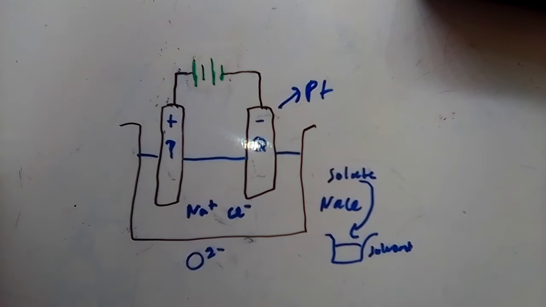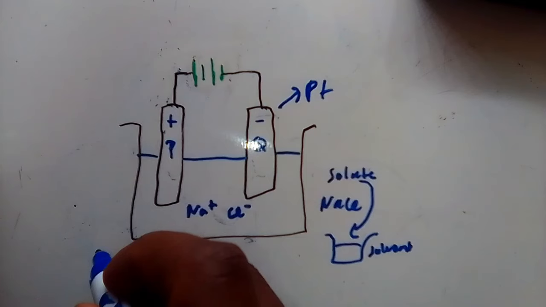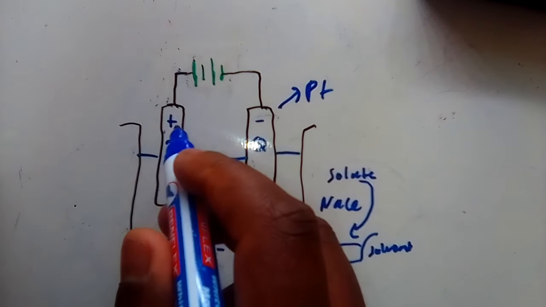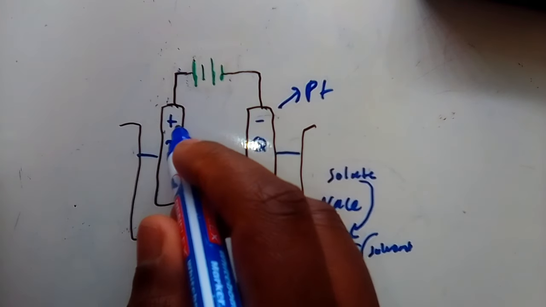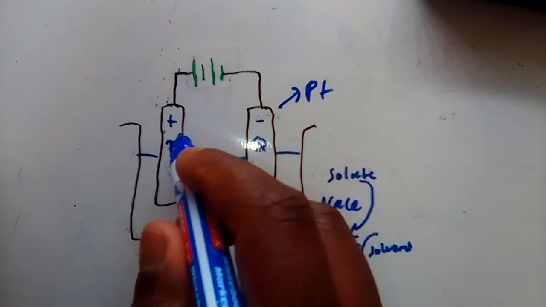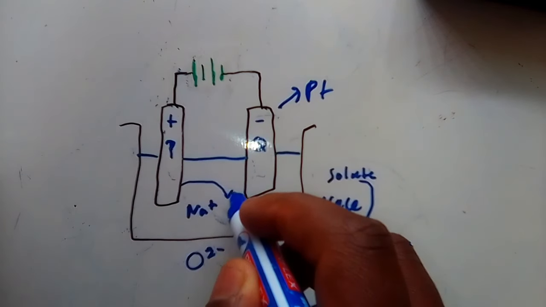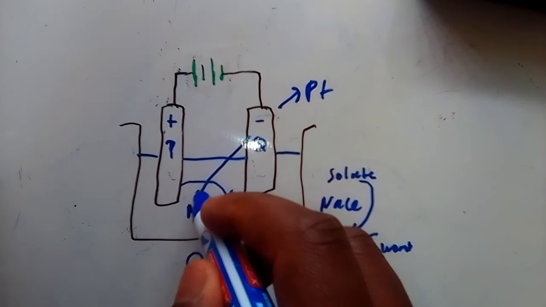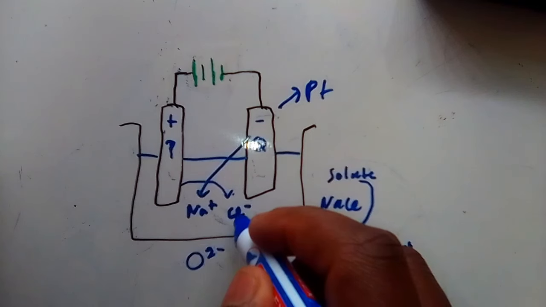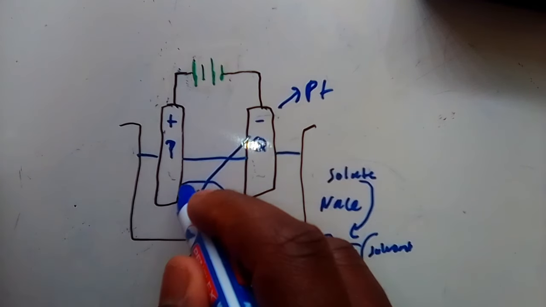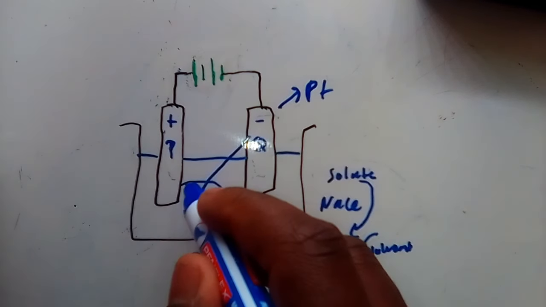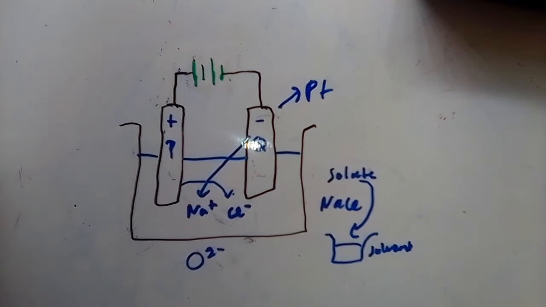So let's say they ask you to write down the half reaction that occurs at P, right? We know that P is the anode because it's positive. What you have to know is that unlike charges attract. So this positive will attract this negative, while this negative will attract this positive, right? So it means chlorine is going to go to the anode and it's going to be oxidized. So that's what happens.